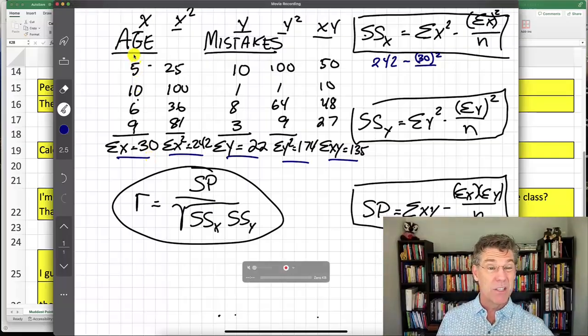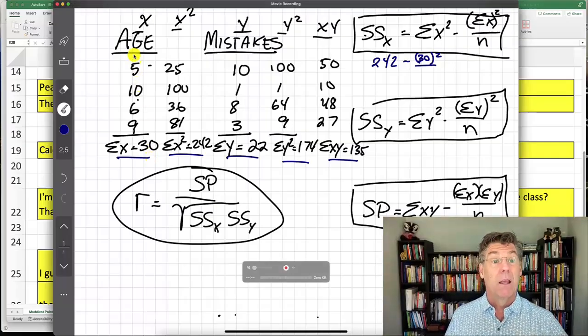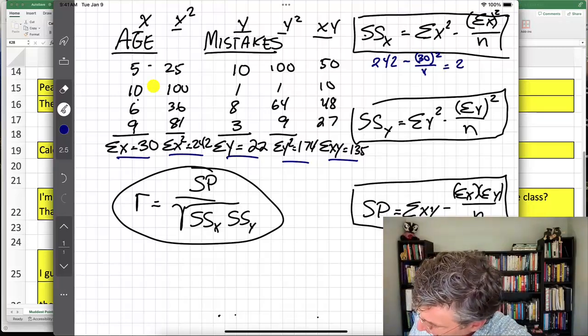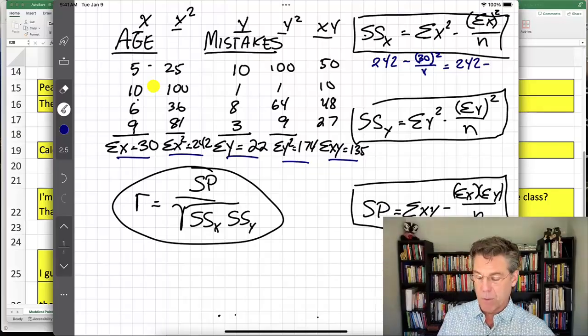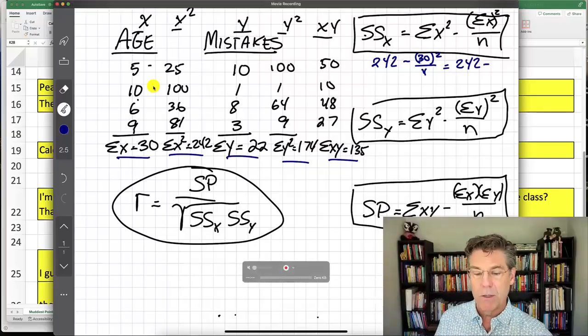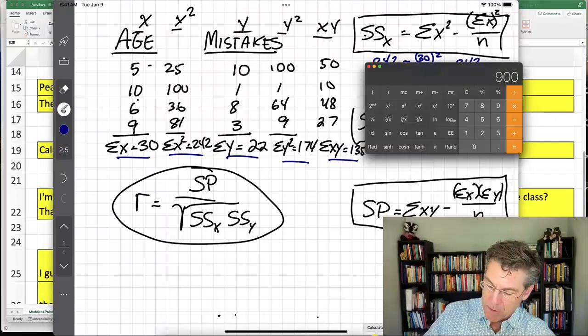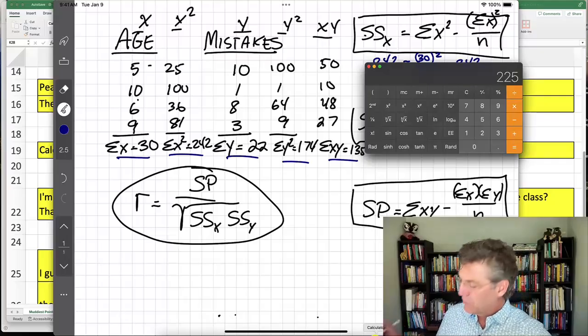Now my n is just the number of people in my study. So there were 4 people. They were measured twice, so I have 8 total scores that I started with, but there were only 4 people, so that's n. N is our sample size. So we have 4 people, so that's divided by 4. Okay, so this will then end up being 242 minus, so 30 squared is 900 divided by 4. Let's pull my calculator back up. 900 divided by 4 is 225.